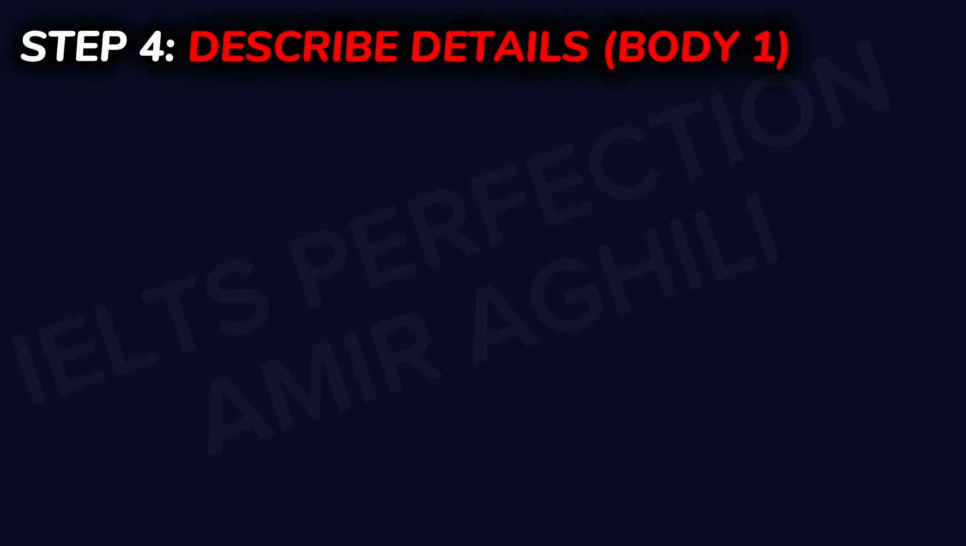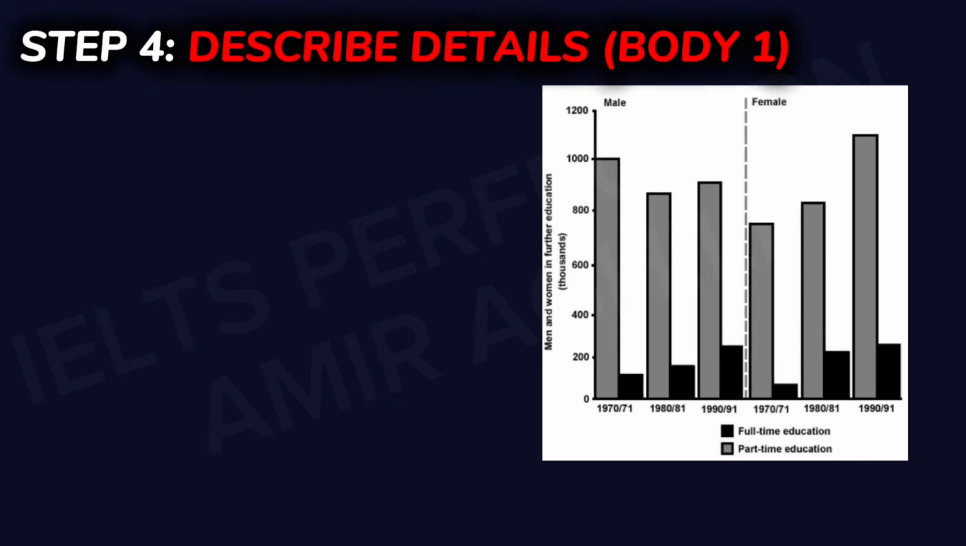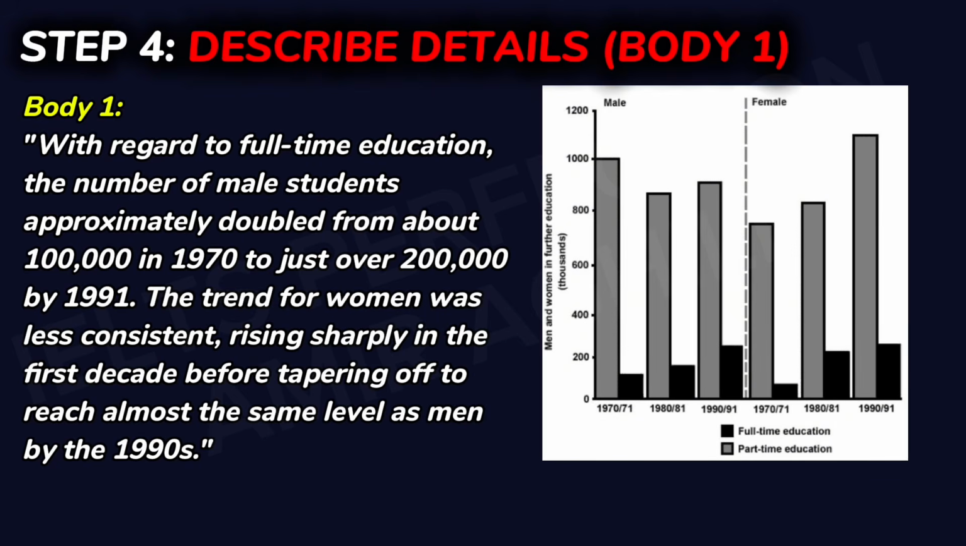The body paragraph for the second example could be something like this. With regard to full-time education, the number of male students approximately doubled from about 100,000 in 1970 to just over 200,000 by 1991. The trend for women was less consistent, rising sharply in the first decade before tapering off to reach almost the same level as men by the 1990s.